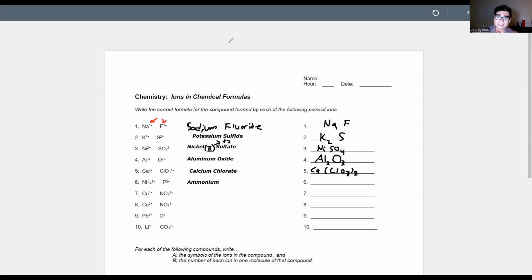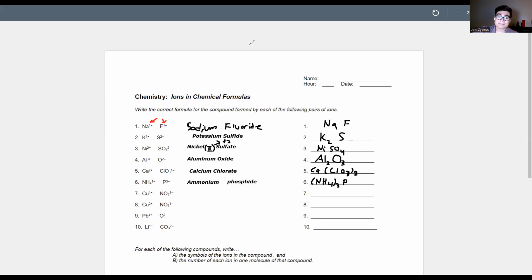Ammonium, and then phosphate, or phosphide, my bad. Phosphate is something else. So phosphide, phosphorus just by itself. Similarly, we need 3 NH4s to balance out with 1 phosphorus charge, because phosphorus is a 3 minus, NH4 is a 1 plus. Need 3 of them.